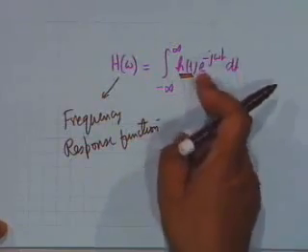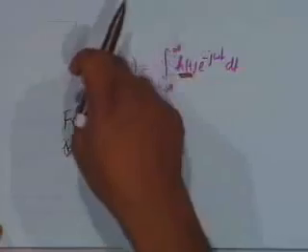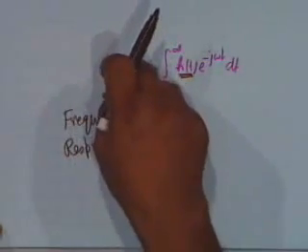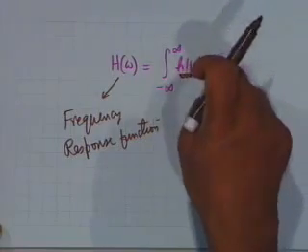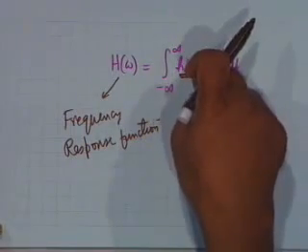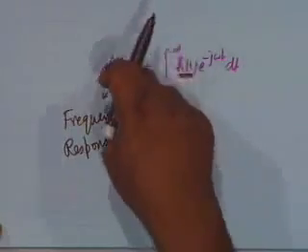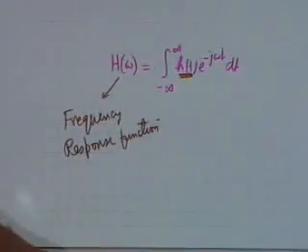Now, since h of t has a unique, one-to-one transformation to the omega domain, capital H of omega is as good a characterization of the LTI system as h of t. What h of t performs in the t domain, capital H of omega performs in the omega domain. Either of the two needs to be specified, either capital H of omega or small h of t, and it is a complete characterization of the linear time invariant system.